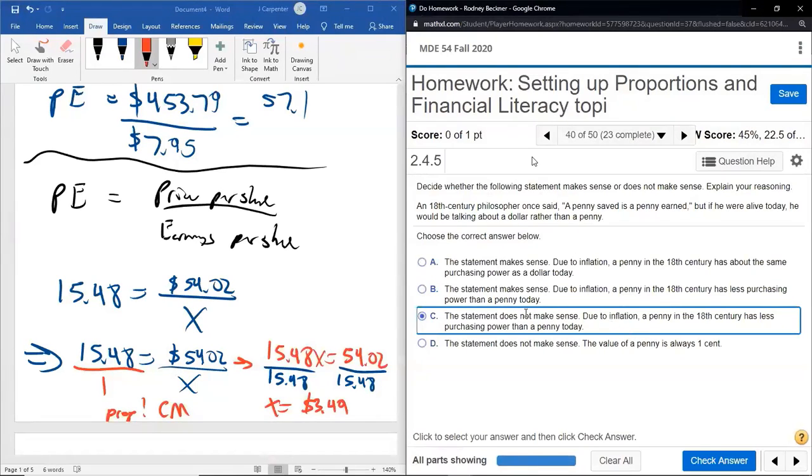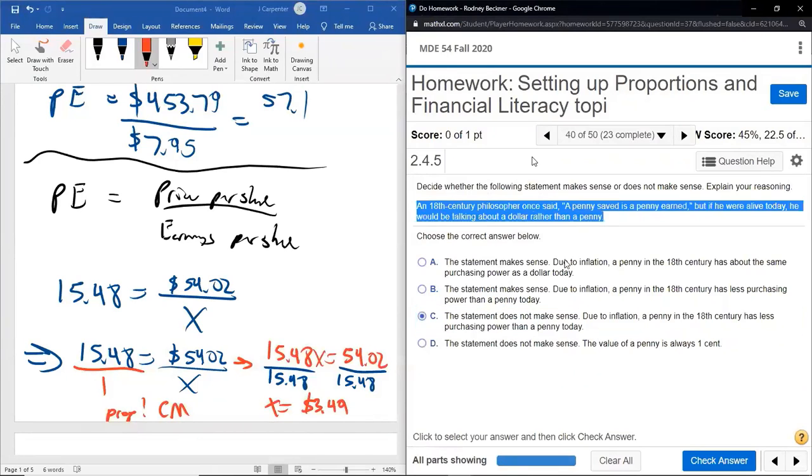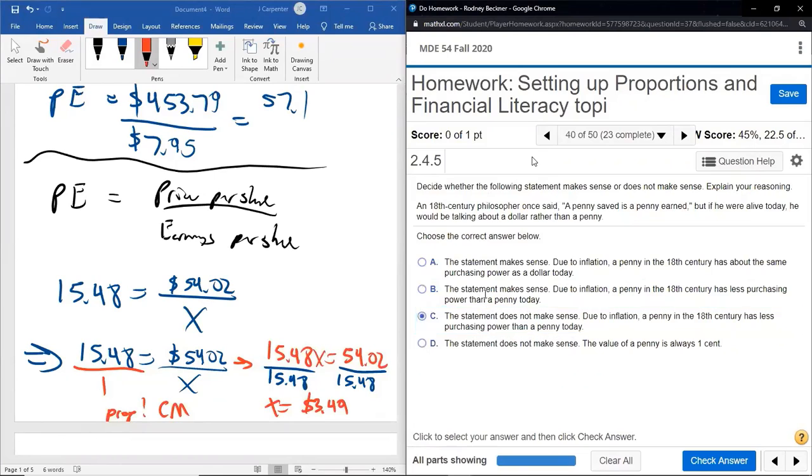So this actually seems to be the contradiction. It's got the same statement attached: a penny in the 18th century has less purchasing power than a penny today. One it says makes sense, one it says doesn't make sense. Let's think about that, and also let's think about the purchasing power. It's not saying the purchasing power in the 20th century. It says it in the 18th century.